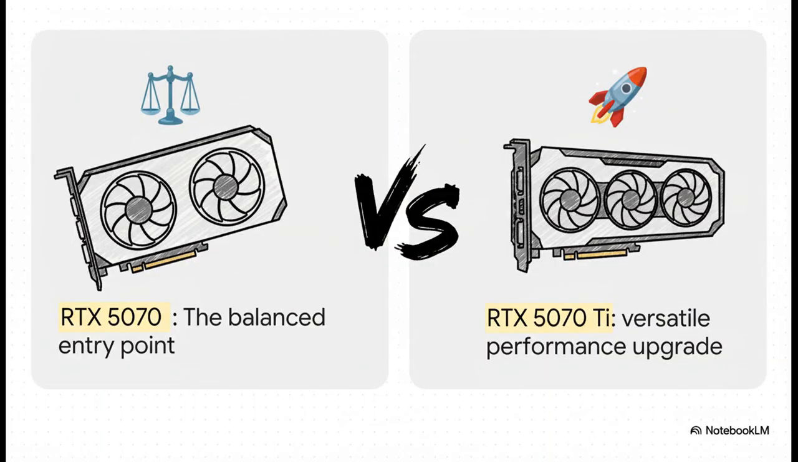Okay, so let's meet our two contenders. In one corner, we have the RTX 5070. Think of this as the perfect, well-balanced entry point if you're getting serious about AI. And in the other corner, we've got the RTX 5070 Ti, which is promising a pretty major step up in performance for anyone with heavier workloads. They might look similar on the outside, but trust me, the differences under the hood are what really matter.